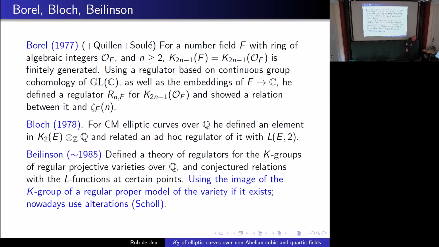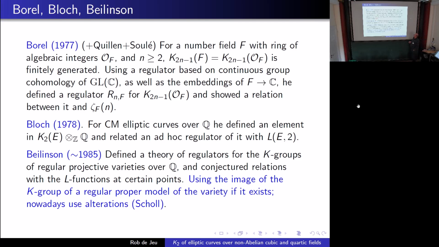So he defined a regulator map using a homology class of GL, because you can map the K groups into some H_n of GL_N, or H_{2n-1} of GL_{2n-1} in this case. And then he computed that if you do this, you get a regulator comparing the bases of the K group with suitable bases inside, say, R to some power. And then he related this regulator to the zeta function value at n.